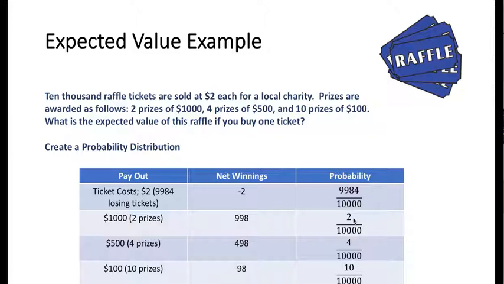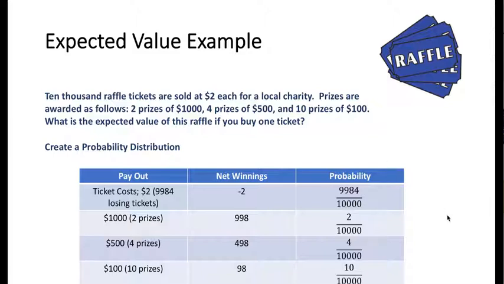Okay, so these should make more sense. 2 out of 10,000 of those tickets are the $1,000 prize. There are 4 $500 prizes and 10 $100 prizes. Once you get this far, I feel like the rest is pretty easy, but you have to really wrap your head around this. A lot of students forget about the fact that they have to pay $2 for the ticket. So look for that in the questions. If you're paying for a ticket, you have to subtract that from your winnings.